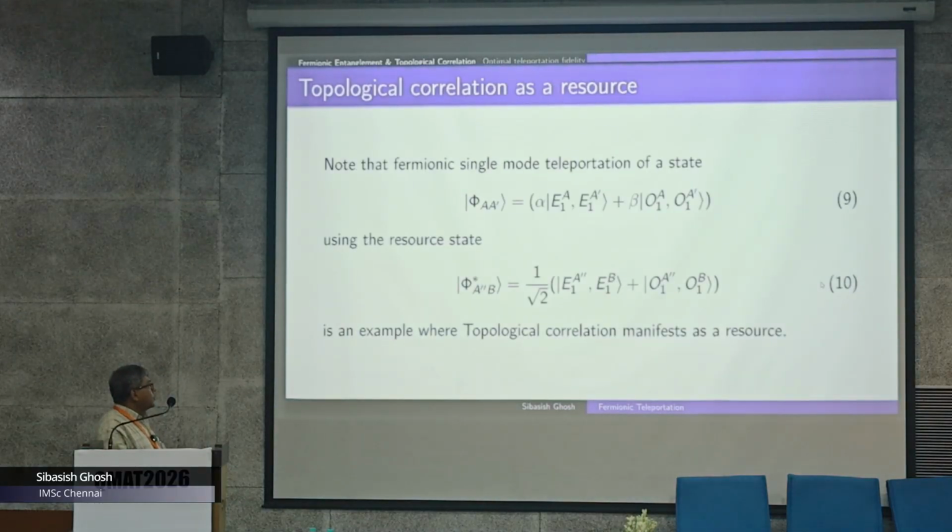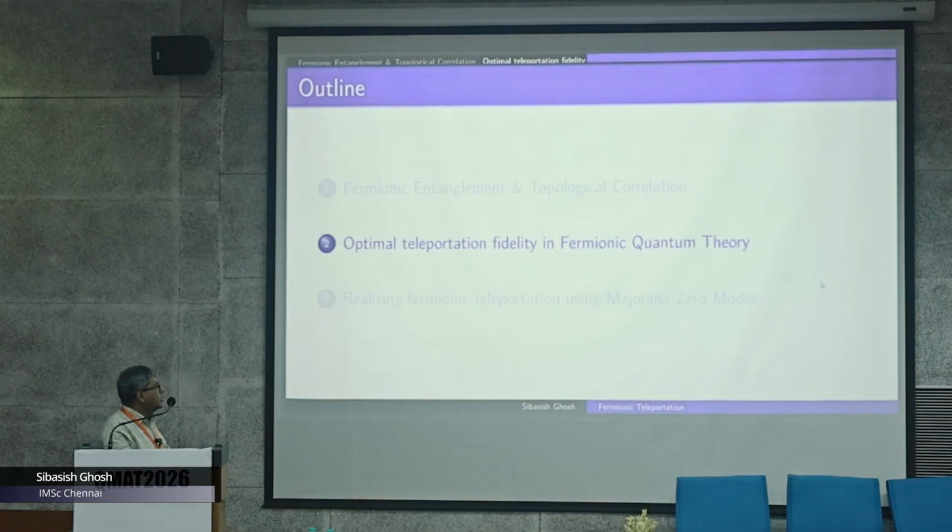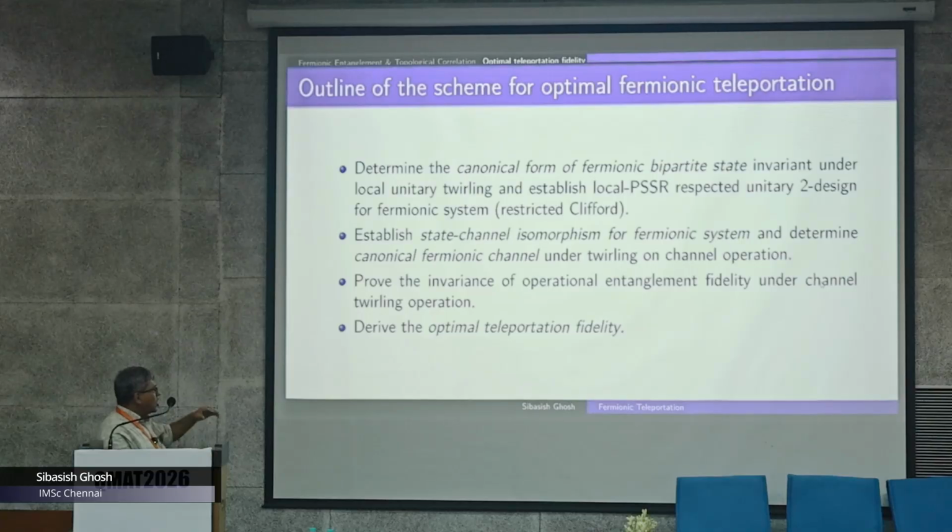Okay, good. So this is the state we will consider for our teleportation. This is the shared state, and this is the entangled state, or some kind of entangled state whose one part we would like to teleport. Okay, so that is the brief description of the teleportation scheme.